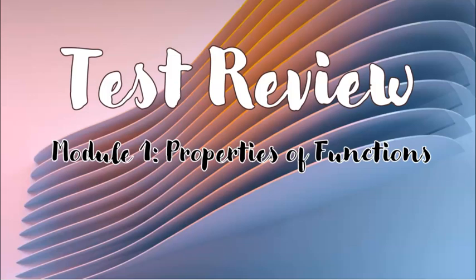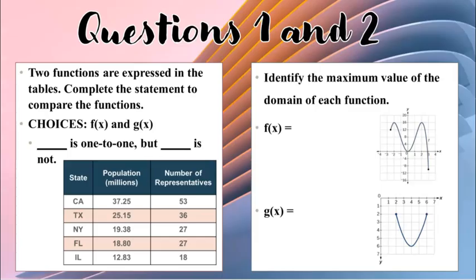Algebra 2 test review for Module 1, Properties of Functions. Question 1. Two functions are expressed in the tables. Complete the statement to compare the functions. And we're going to have two functions. In this table, I'm going to label population as our f of x and the number of representatives as our g of x.